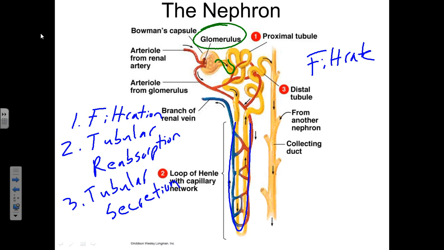And most of the secretion happens in the last part of that renal tubule called the distal tubule, the distal convoluted tubule. And here, let's say that you're having pH problems. Maybe your pH is too acidic in your blood. What could you do to raise the pH back up? Here. What happens here that might help your pH? What happens in tubular secretion?